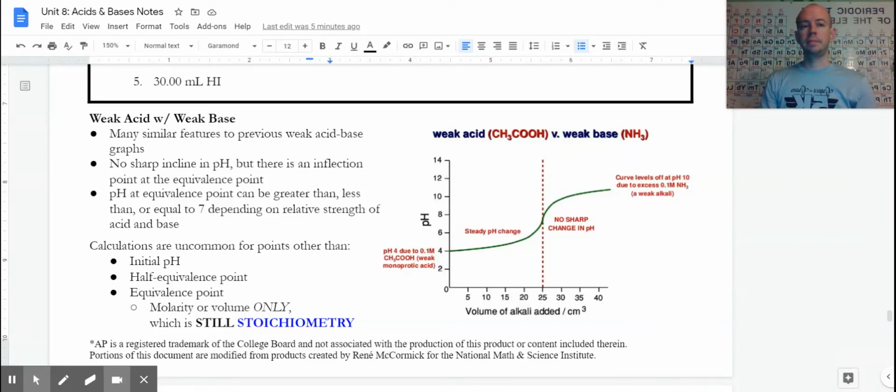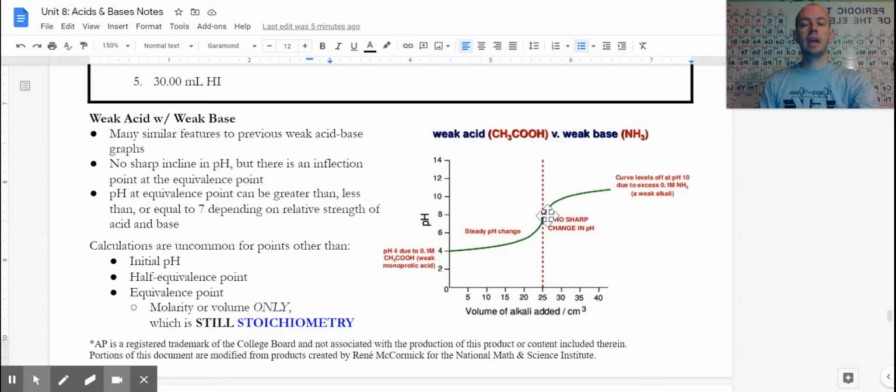Weak acids can be titrated with weak bases and weak bases with weak acids. It's much less common that we'll have to do a calculation on this, but all of the concepts still hold true. So we have a lot of the same features. We don't start as low or high in terms of our pH. Our pH change still has a buffering region with little change in pH, so not as steep of a change.